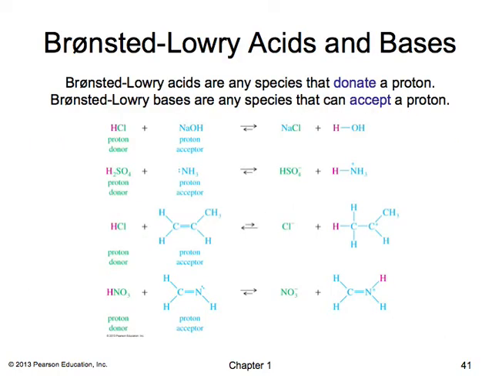Now, by contrast, we have Bronsted-Lowry acids and bases. Bronsted-Lowry acids are any species that donate a proton, shown here. So all of these red are the protons being donated. Here are Bronsted-Lowry bases, which are species that can accept a proton. So these will accept protons. And then these will form salt and water or whatever the results are.